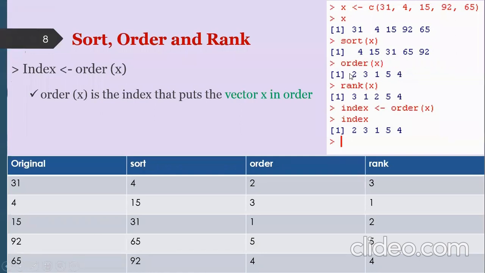And order is this: 4 is at number second, so it is the index of the sorted data, and rank is the index of the actual data. This is the difference between order and rank. Order is the index of the sorted data, and rank is the index of this data. We have talked about this in detail previously.